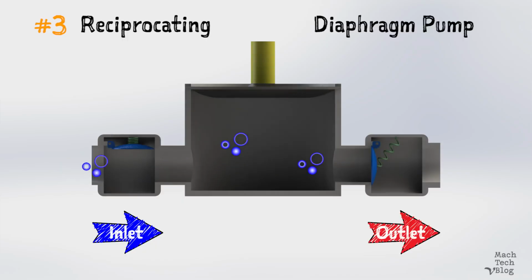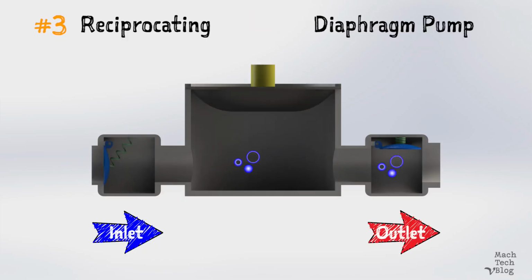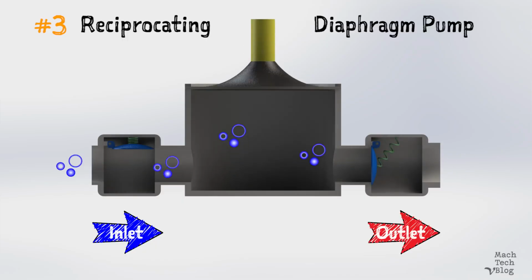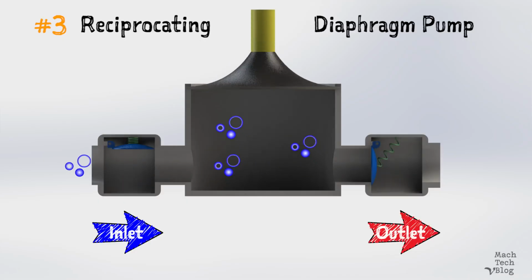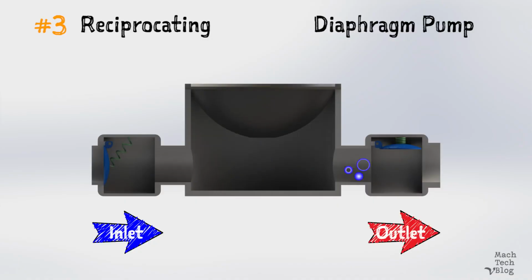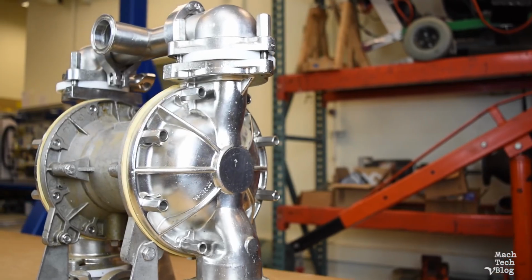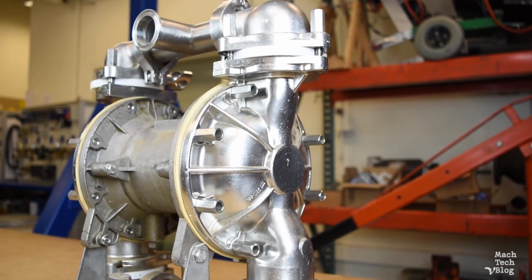Pump number 3 is the diaphragm pump. Unlike a piston or a plunger, an elastomer diaphragm is flexible. When it flexes, it changes the volume of the chamber, causing fluid to be drawn into or pushed out of the chamber. Our example is an air-powered double diaphragm pump.